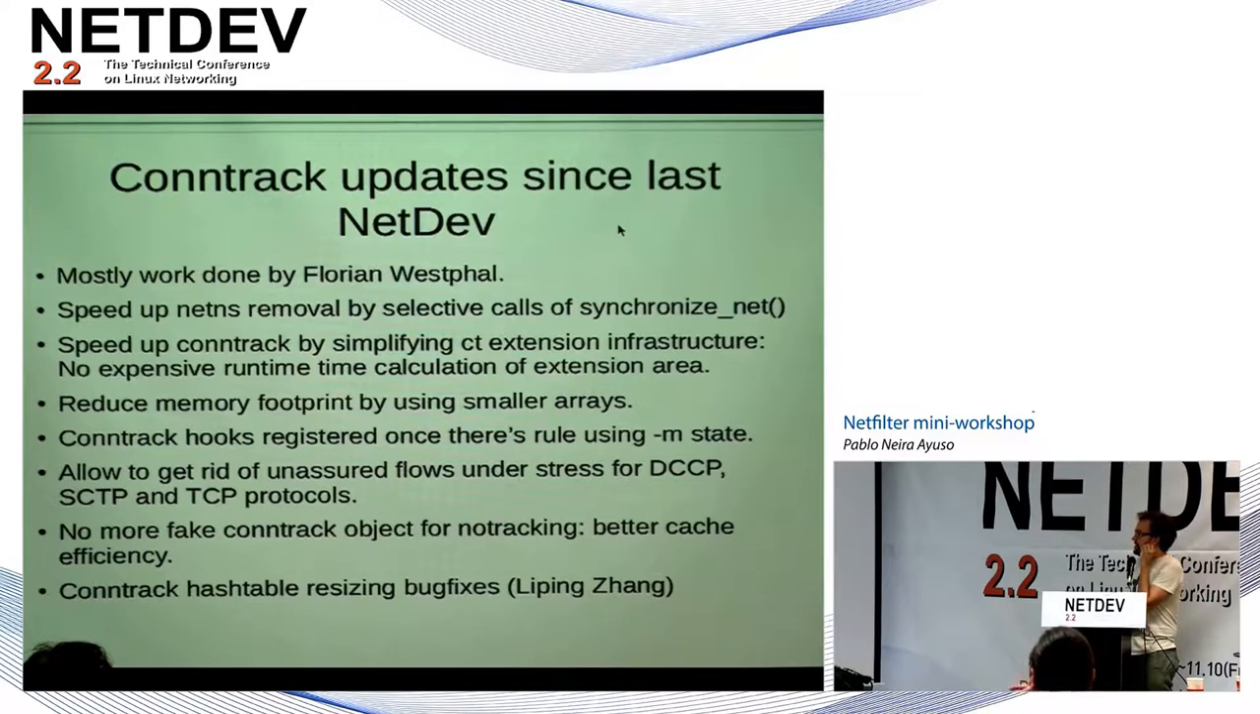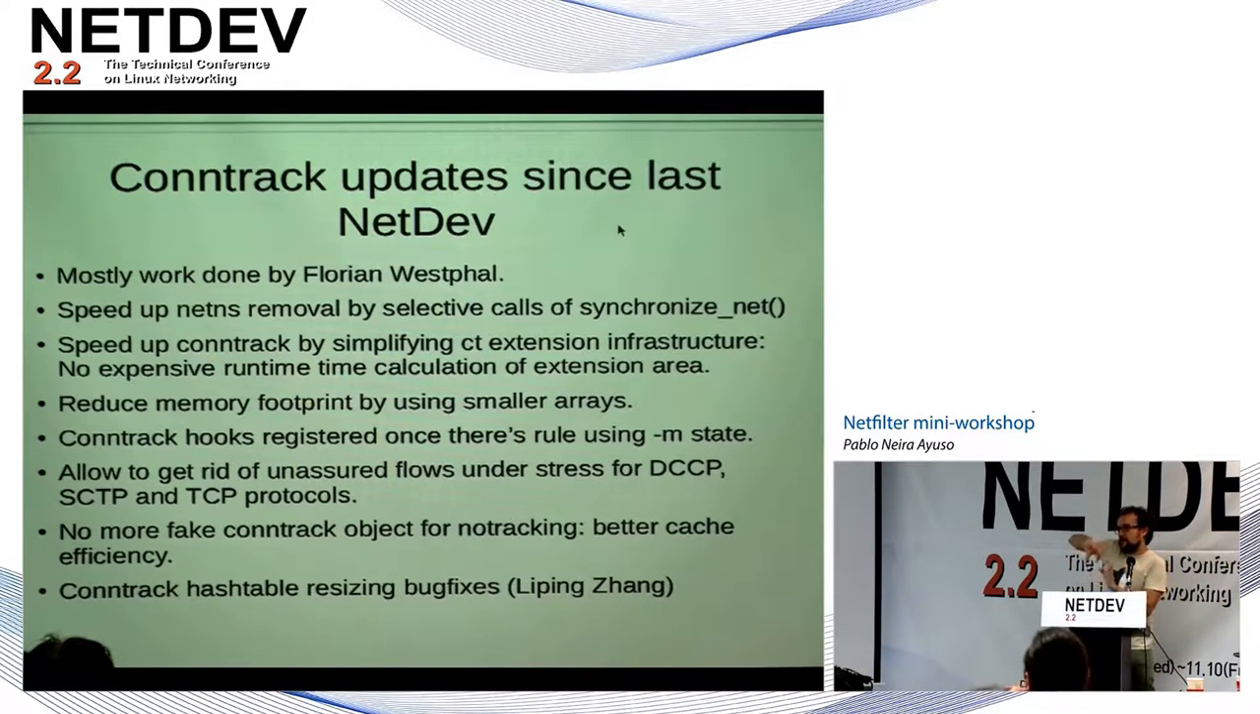What else? The connection tracking extension infrastructure has been simplified. We have the main nf_conn object, and this object was containing fields that are accessed all the time, and there were extensions that were accessed almost all the time that were placed out of the main memory area where we represent the conntrack object. So this was slow, and in terms of locality, we were not exploiting locality quite well. Another problem is that in the initial packets, we were spending quite a bit of cycles calculating the extension area. So we are just basically recovering the balance.